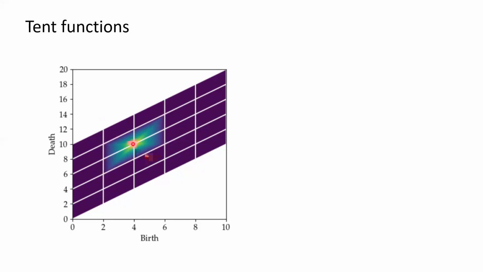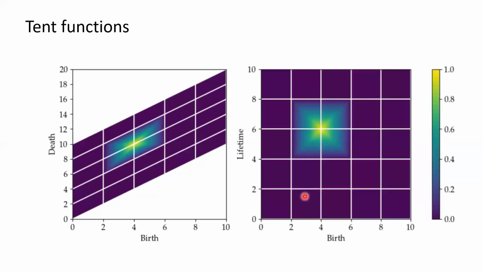So the function is 1 in here, and then it's 0 outside, and then I just interpolate linearly. If you look at it in the birth persistence or lifetime axis, it looks like this, right? So it's maybe a little bit easier to see. So again, it's 1 at the vertex, and then it's 0 outside, and you linearly interpolate. So these are called tent functions. And by moving the center, you get several templates.